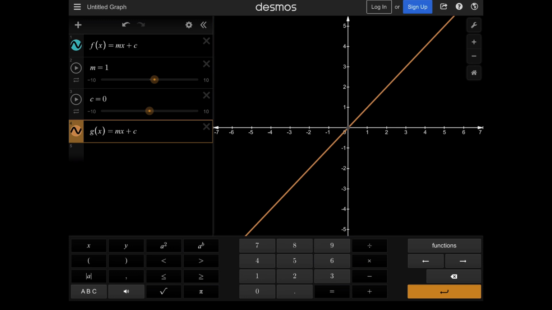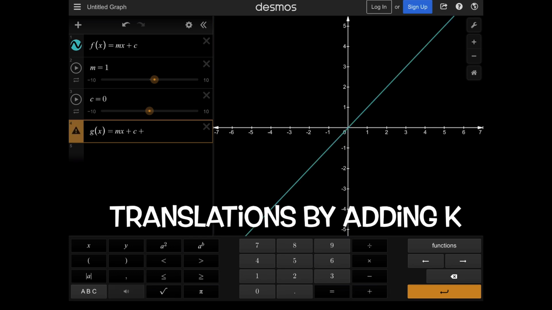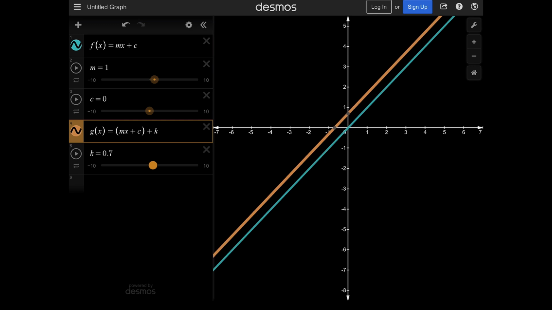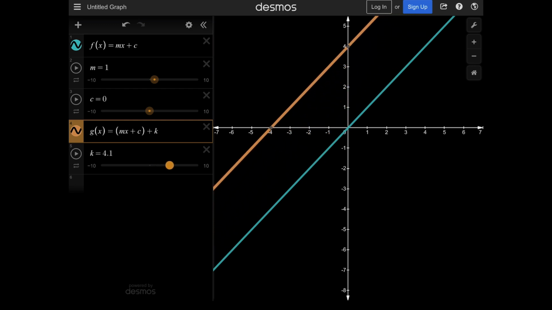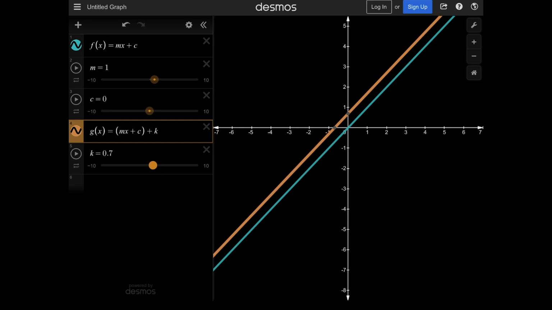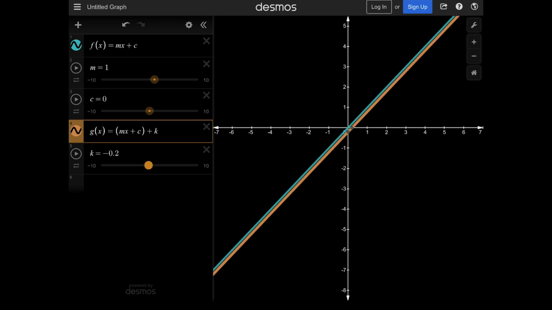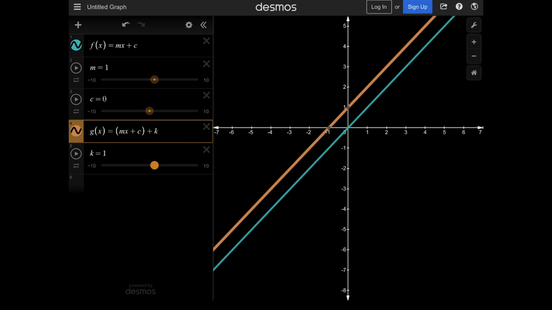At this point, they have the same gradient and the same y-intercept. Now, I want you to see what happens when I add some constant k to the function. Okay, now I've added some value k to the function, and at the moment k's value is still equal to 0. But watch what happens as we increase this value for k. Notice how the line moves upward, and as we decrease this value for k, notice how it goes down.